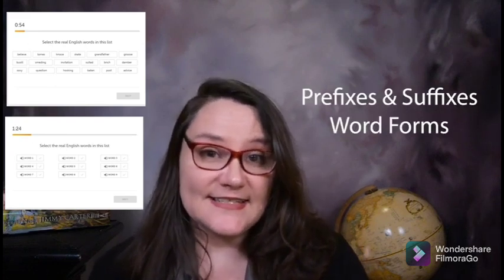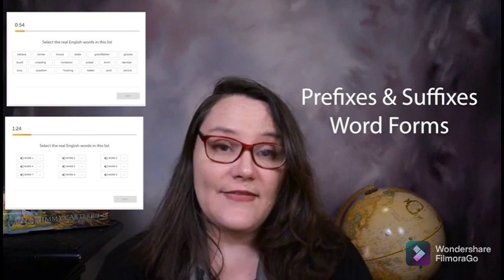It's also helpful to study prefixes and suffixes and to learn word forms. That way you can recognize the ending of a word. You can recognize the beginning. It helps you learn to recognize typical patterns for words.